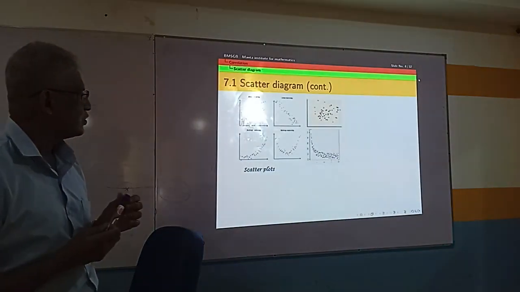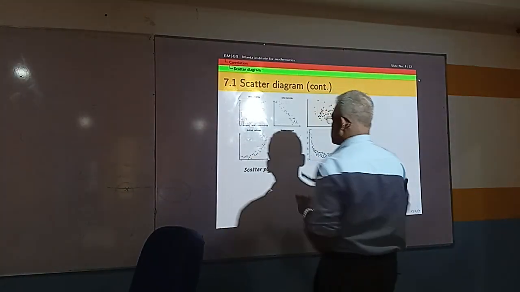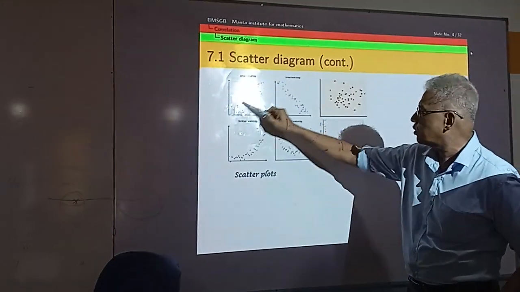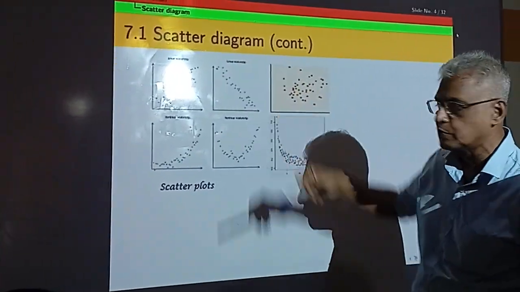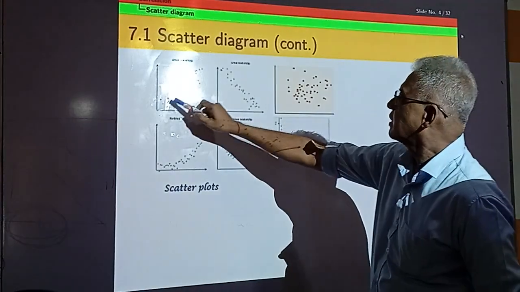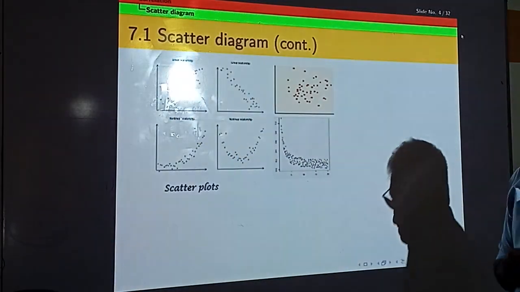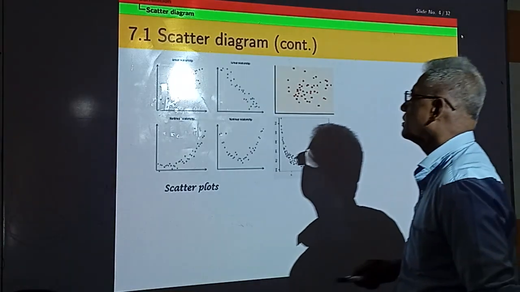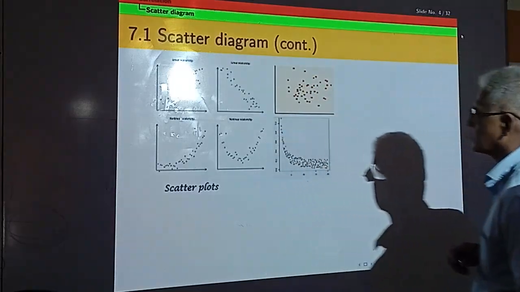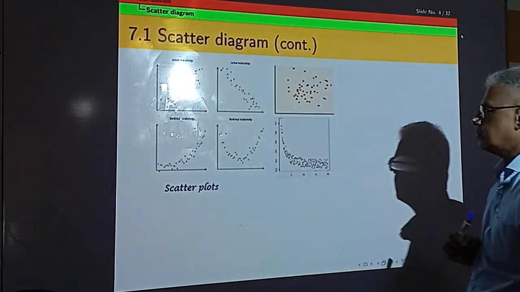Here I have shown you some examples of scatter diagrams. In this kind of one, you can see that the points are around some straight line. If you draw a straight line through the points, some of the points will be above, some of the points will be below, without any particular pattern. That therefore is an example of a linear relationship, what we call a straight line relationship. There is also a linear relationship here. You can draw a straight line through the points.